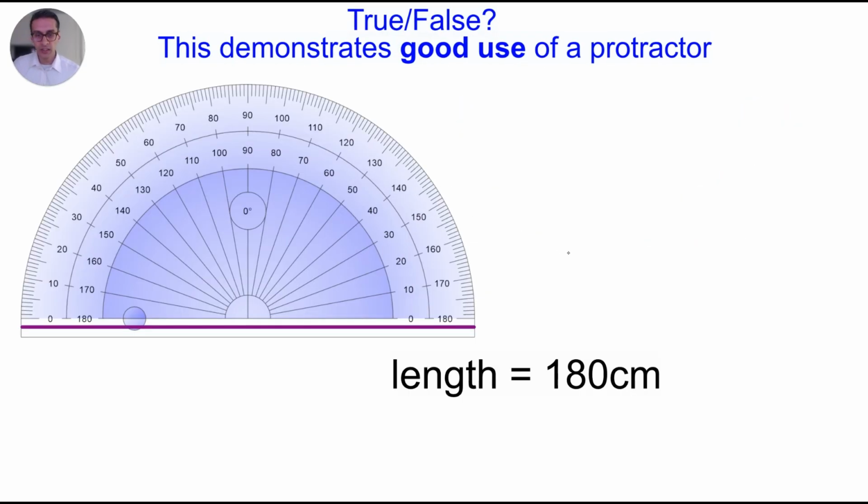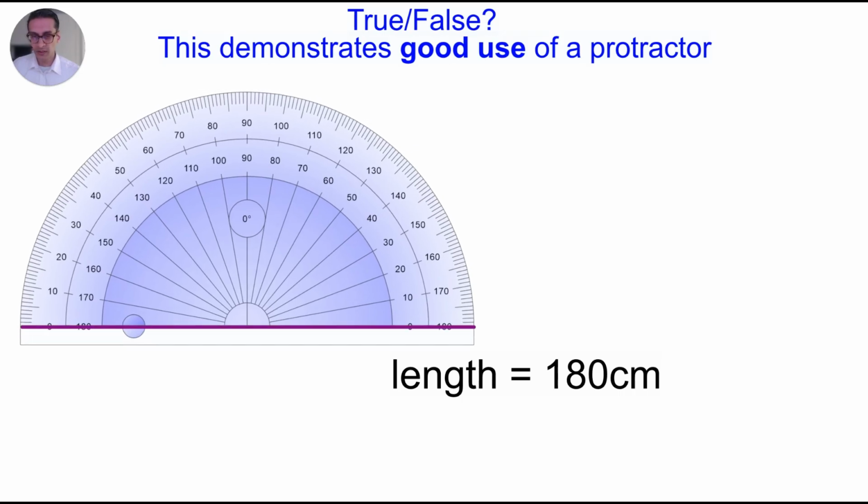Next example here. Is this a good way of using this protractor? So again, you can see 180 degrees is the angle here. We're not measuring a length. You can't measure lengths with a protractor, so that should say 180 degrees.